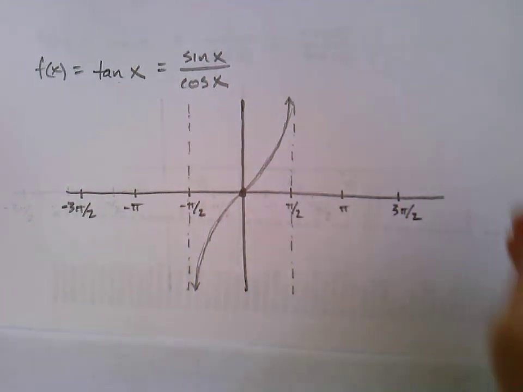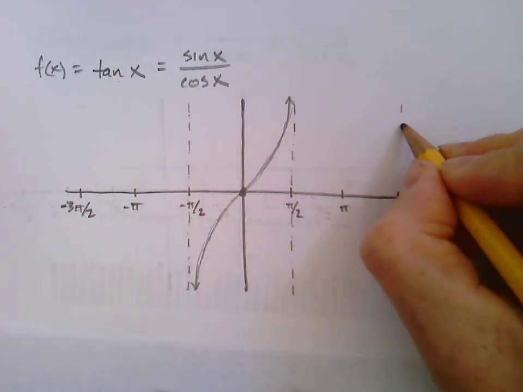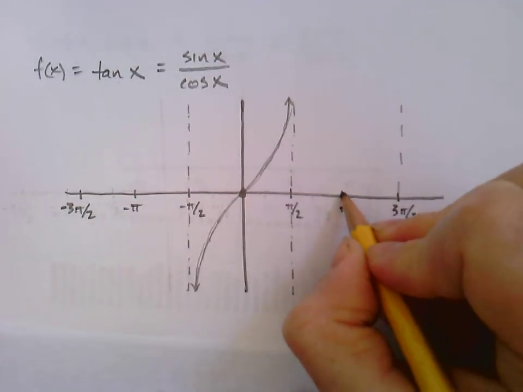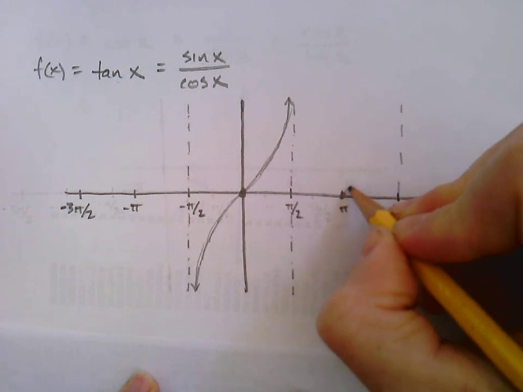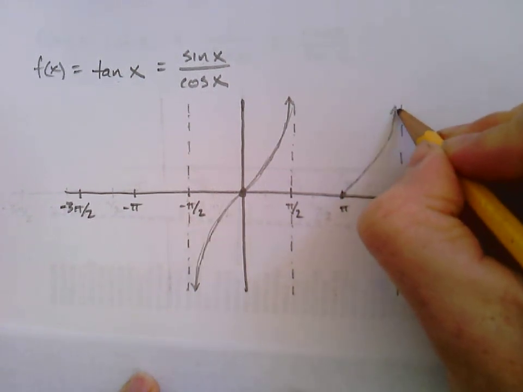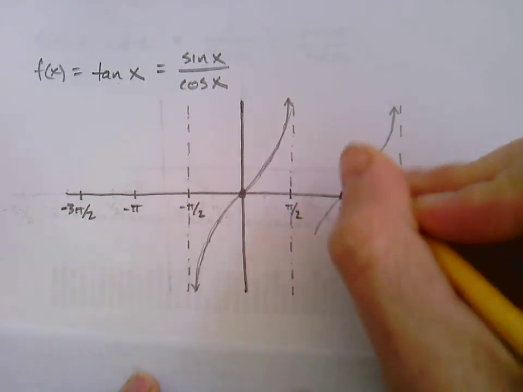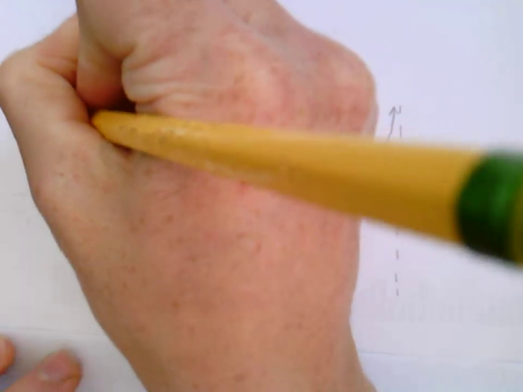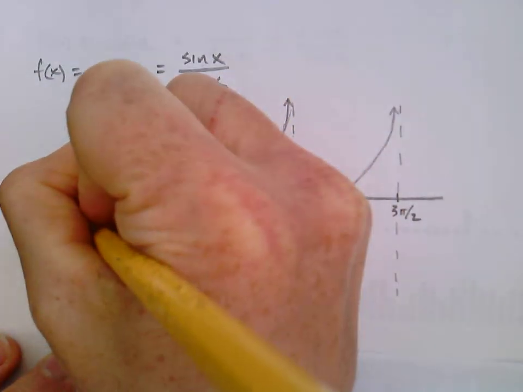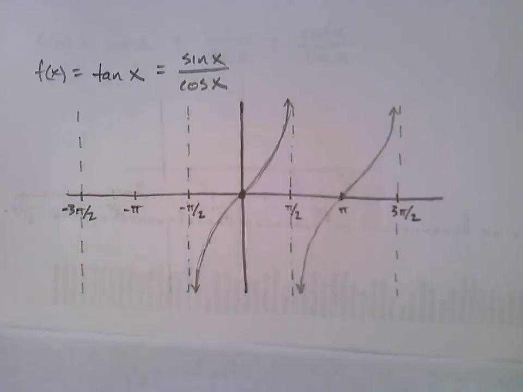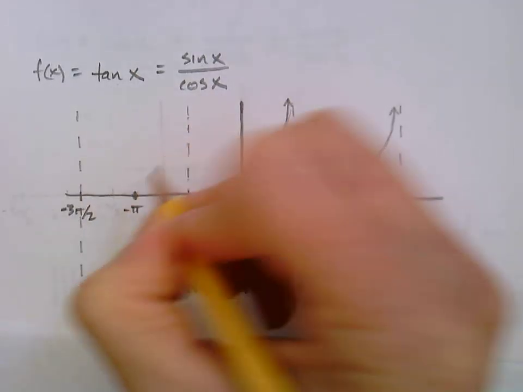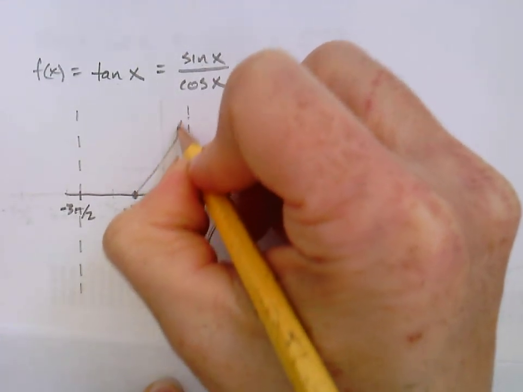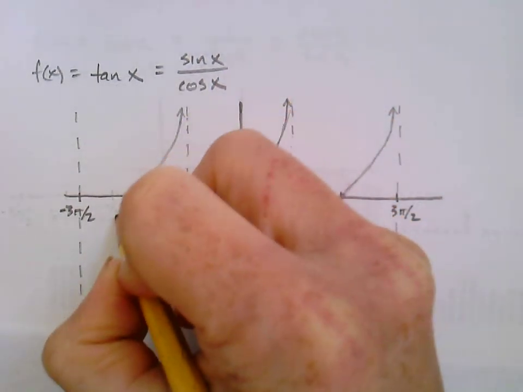So when we look to the next one, okay, there's another vertical asymptote here at 3 pi over 2. At pi, it will be at 0. And then it's going to have this sort of shape again. Just going to repeat that shape over and over. Same thing back over here. Vertical asymptote, it will go through 0 at negative pi, and then it's going to have exactly that shape again.